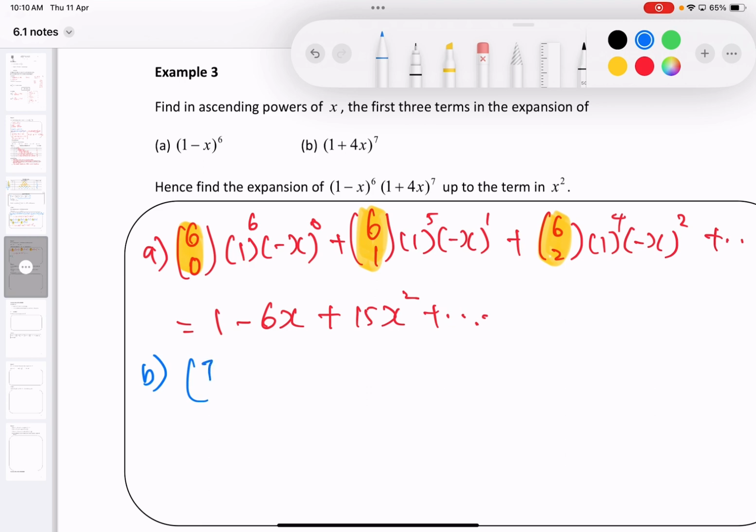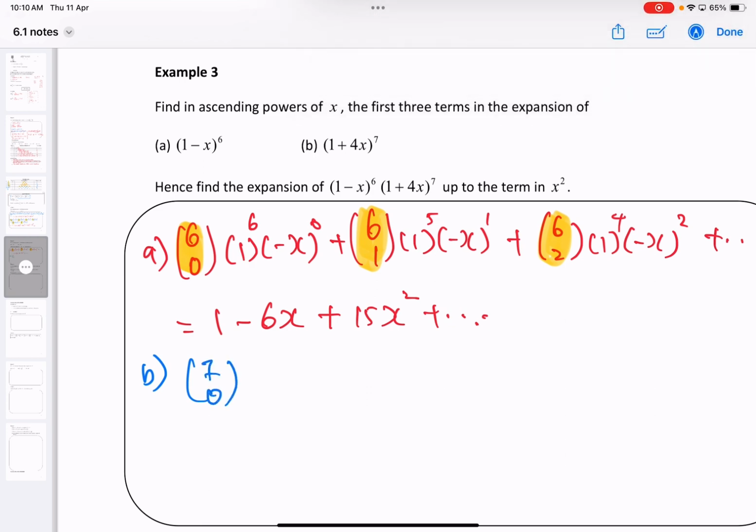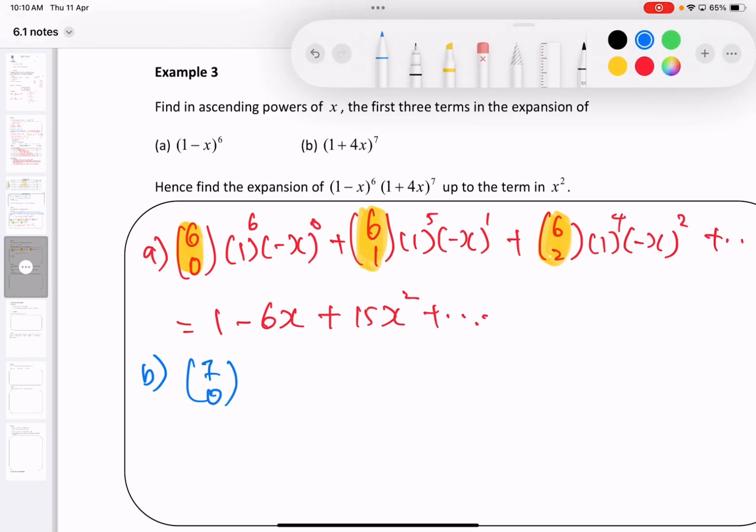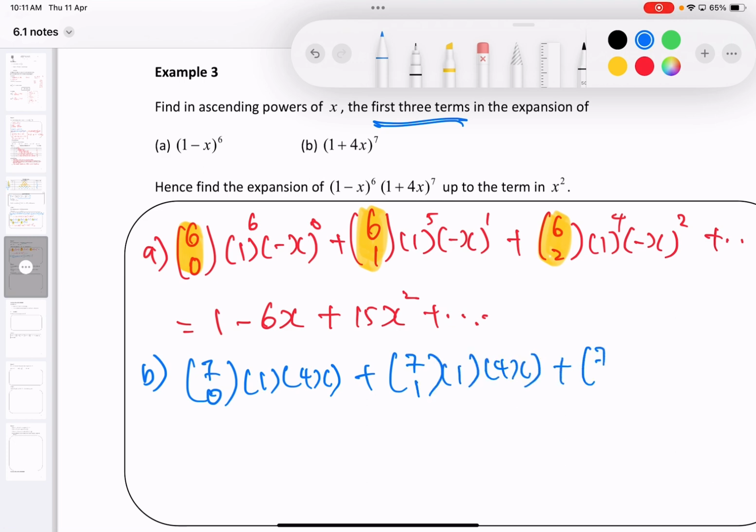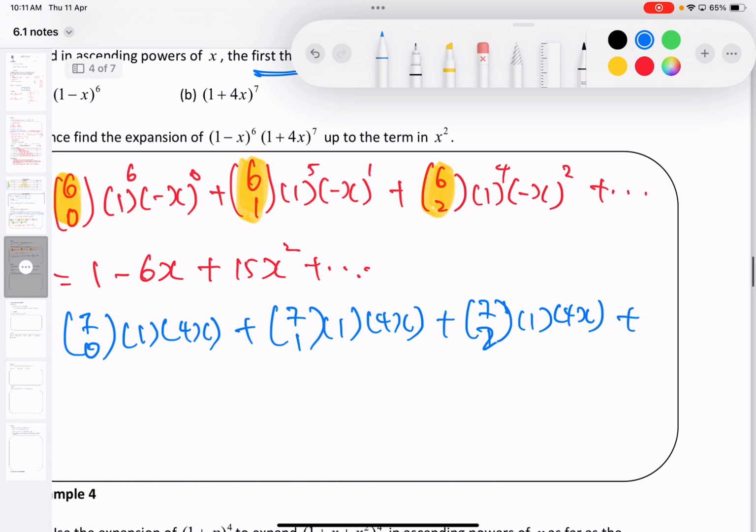So I'm going to follow the pattern. I always start from 0. So n choose 0, 7 choose 0. I write down my first term is 1. I have my second term is 4x. They want me to just write down 3 terms, so that's what I'm going to do. 7 choose 1, 1, 4x. 7 choose 2, 1, 4x. I am done because that's all they want me to do, the first 3 terms.